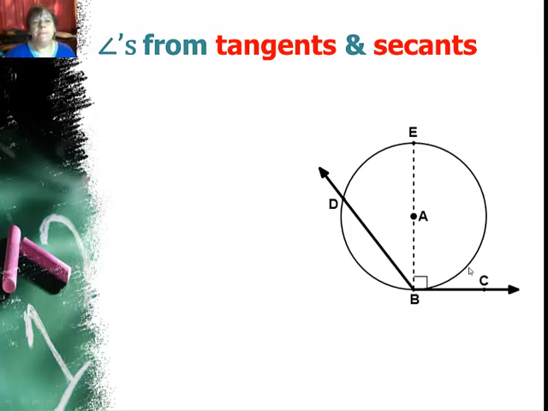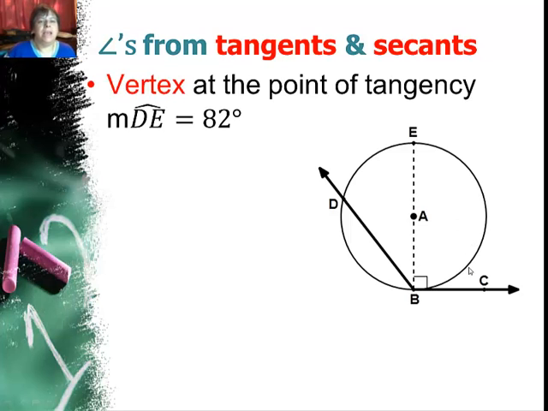So we're looking at some angles created with tangents and secants in your notes. In particular, we're looking at an angle where the vertex is at the point of tangency. So you see how the tangent here is making a right angle. In this example, I'm saying that arc DE is 82 degrees, so I put the 82 there.